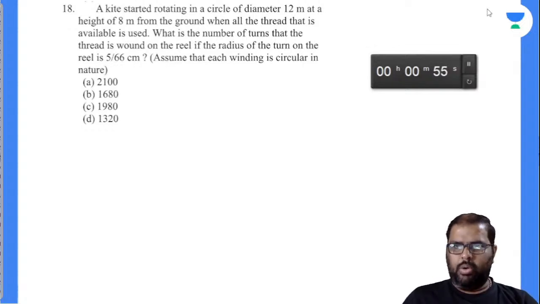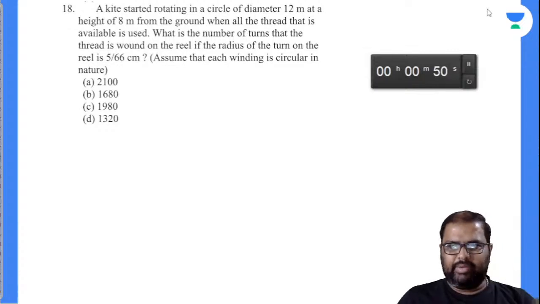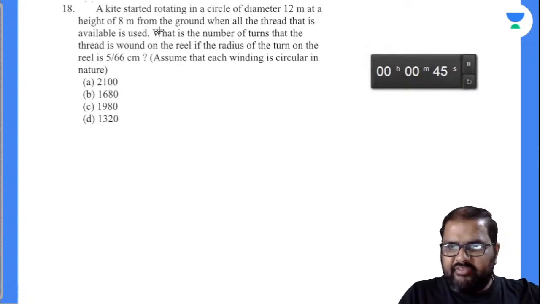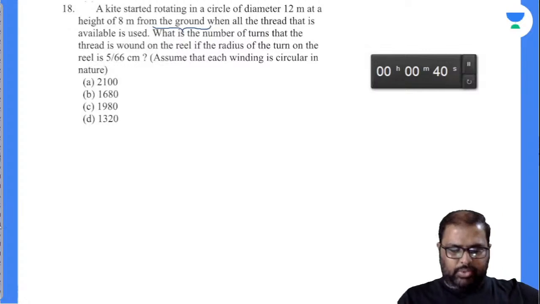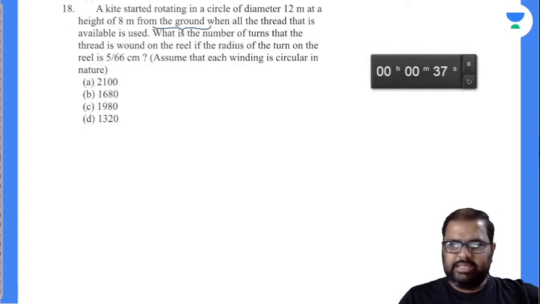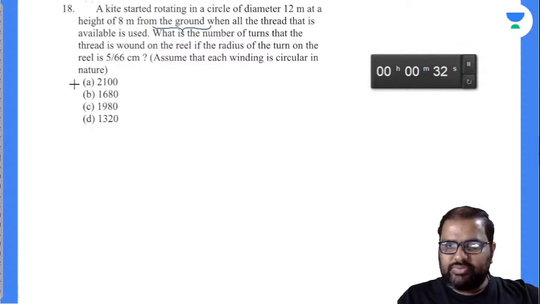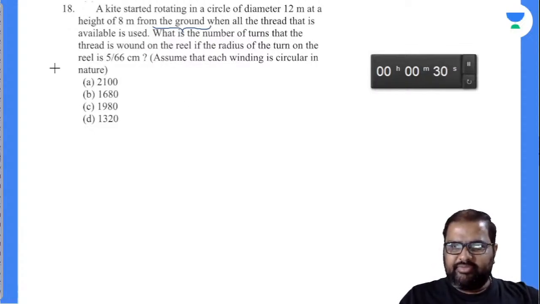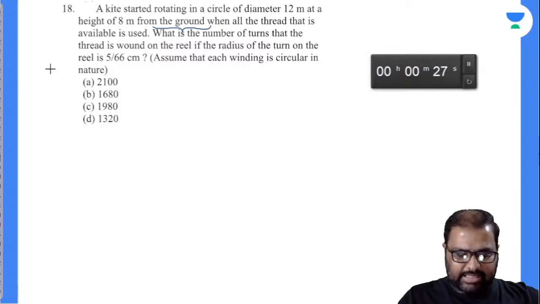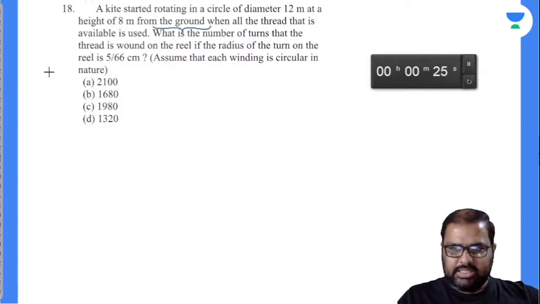Five seconds more. A kite started rotating in a circle of diameter 12 meter at a height of 8 meter from the ground. When all the thread that is available is used, what is the number of turns that the thread is wound on the reel if the radius of the turn on the reel is 5 by 66 centimeter? Assume that each winding is circular in nature.